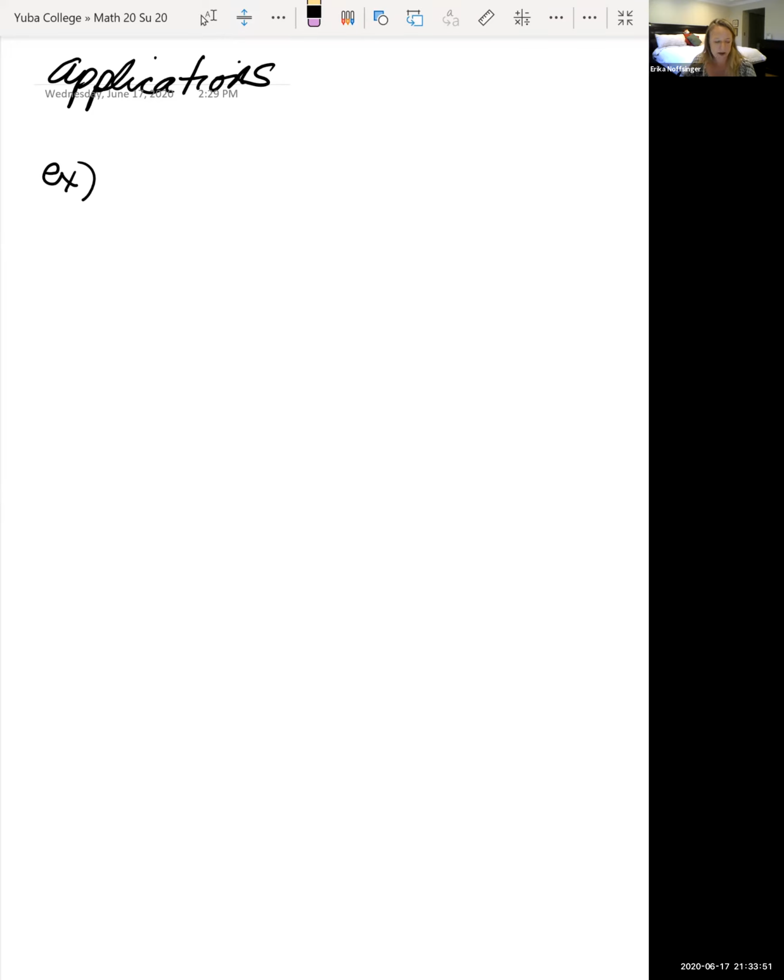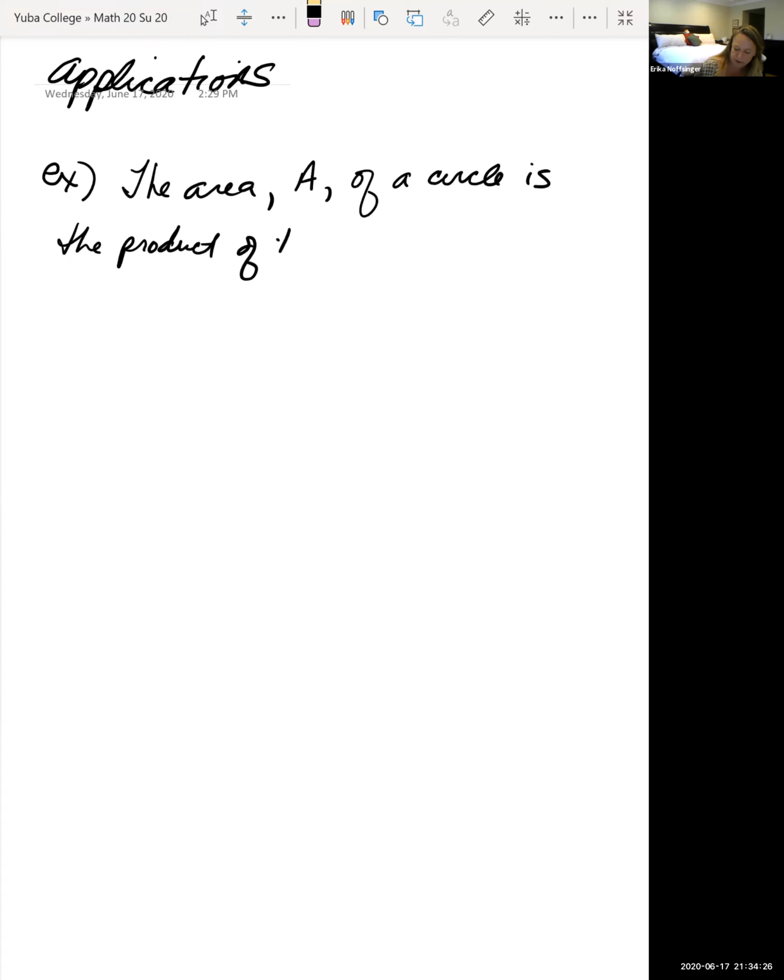But first of all, translate the following sentence into a mathematical equation. It tells us that the area A of a circle is the product of the number pi and the square of the radius. And so again, the area, A, capital A, of a circle is the product of the number pi and the square of the radius.